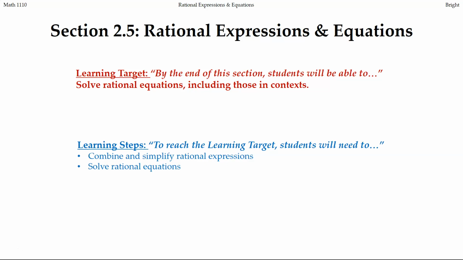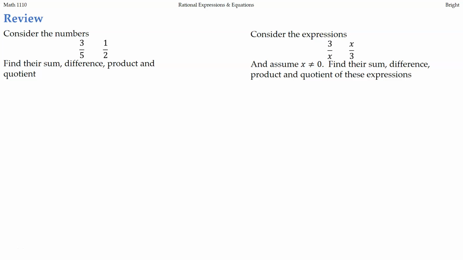But to get started here, the first thing we want to do is a little bit of review. We have been doing this in the course so far, but we haven't really formalized it. If we have numbers like 3/5 and 1/2, we want to be able to find their sum, difference, product, and quotient. I want you to pause the video after I finish writing these out and give it a shot.